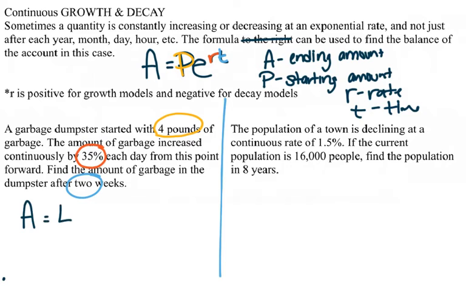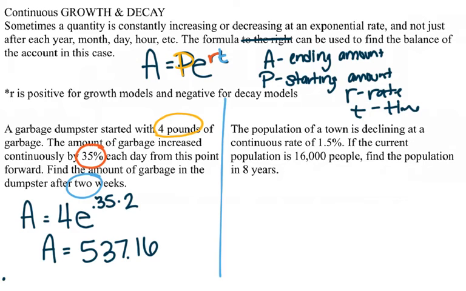Alright, so we started with 4 pounds. My rate is 35%, which makes it 0.35, and I'm talking about 2 weeks. So you have 2 things in the exponent, and they're being multiplied. All you gotta do is write this in your calculator, and I get 537.16. Alright, so let's do this next one.